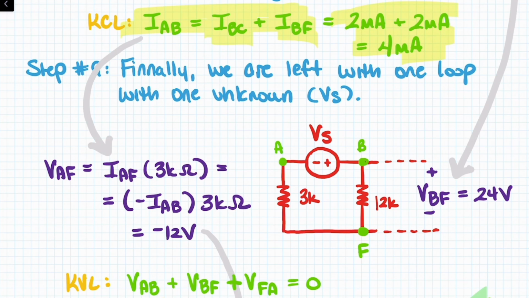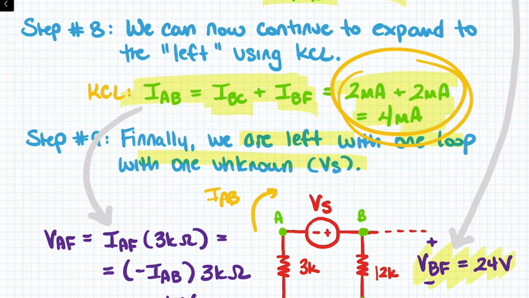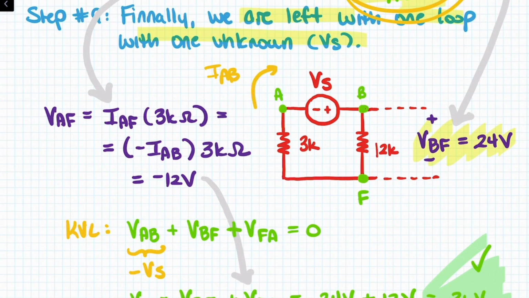Sorry, one second. So we're left with one loop with one unknown, which we've drawn right here. We know that VBF is equal to 24 volts. And we also know the current IAB, the current flowing in this direction. We calculated it right up here. We know that's equal to 4 milliamps. And so therefore, we can calculate the voltage across that element, which will give us VAF, negative 12 volts.